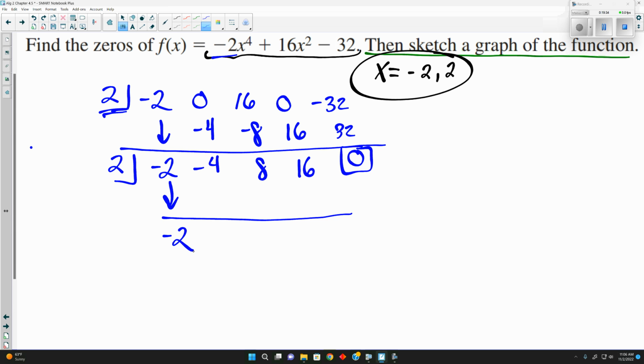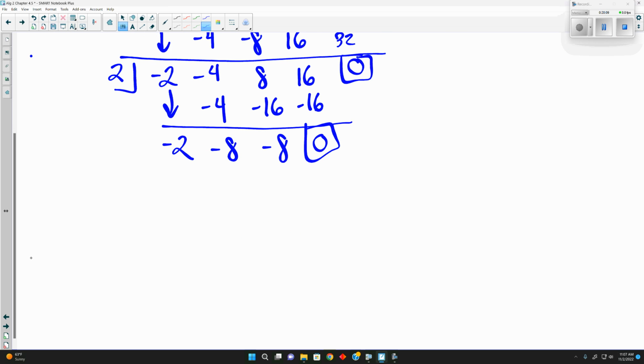2 times negative 2 is negative 4. Negative 4 plus negative 4 is negative 8. 2 times negative 8 is negative 16. 8 plus negative 16 is negative 8. And 2 times negative 8 is negative 16, and 16 plus negative 16 is 0. So 2 not only worked once, it worked twice. If we did this again, we would get a remainder different than 0.